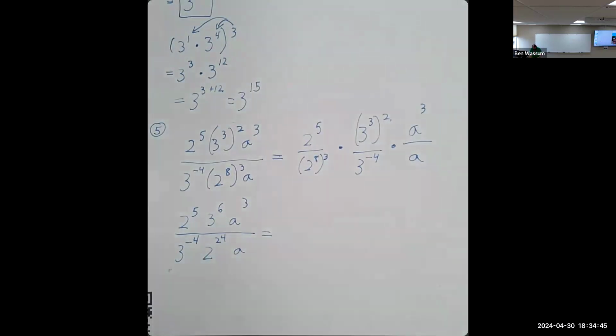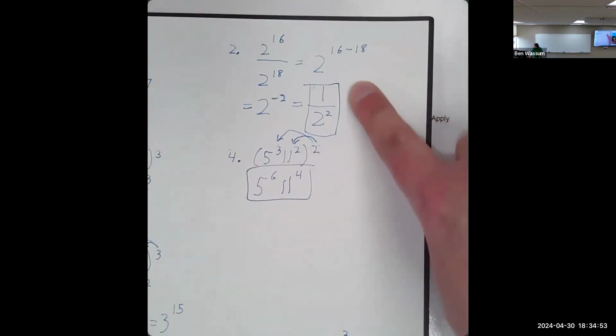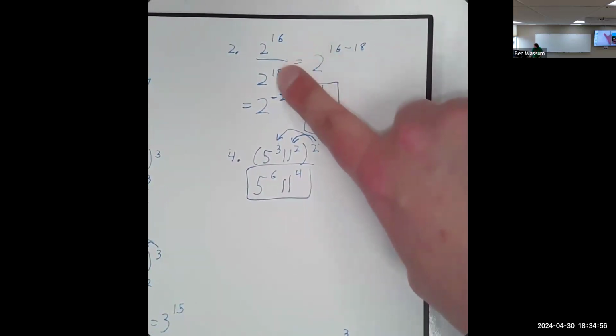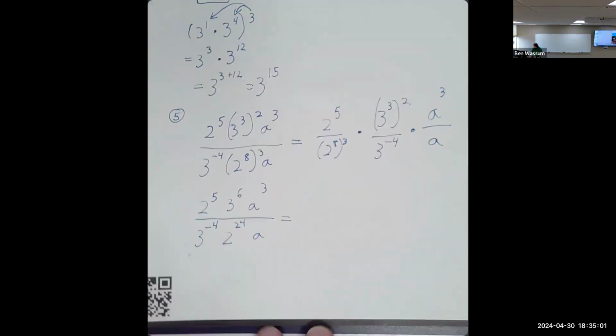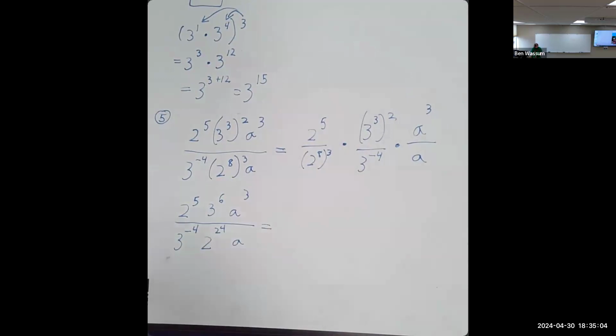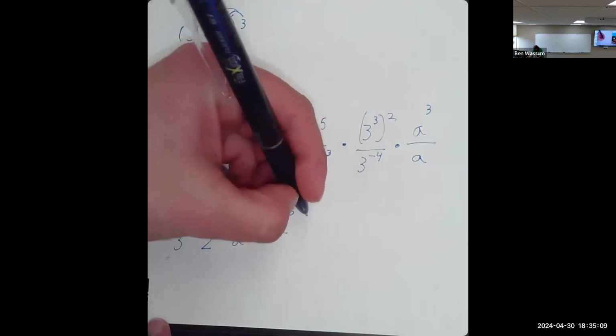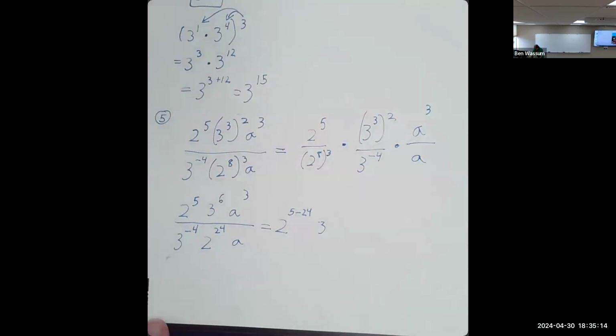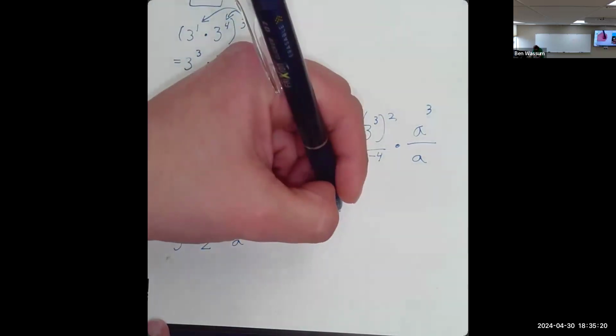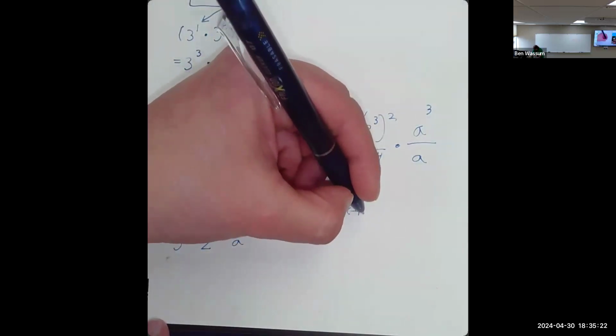So here's the proper way of doing things. If I decided that I was just going to do basically number 2 right here, 2 to the 16th over 2 to the 18th, we did the subtraction. That's exactly what I'm going to do on this problem, just 3 times. I have a 2. The top power is 5. Subtract the bottom power, which is 24. I have a 3. The top power is 6. The bottom power is a negative 4. You have to be very careful of that. Subtract the negative.